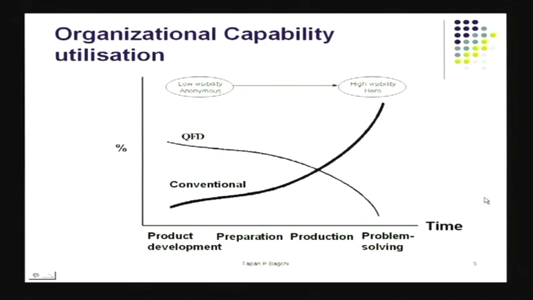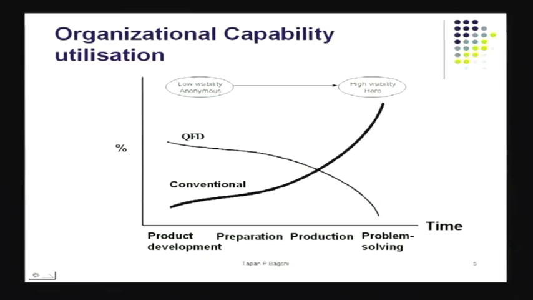Let's look at a couple of profiles, and these are the profiles of utilization of the capability of the company, of the organization. There are various capabilities involved. For example, product development, that's a very major capability of a company. Preparation to move toward a new design and gear up your production facilities for that. Then do actual production. Then you do troubleshooting, problem solving, field service, and so on and so forth. These are various types of capabilities that the company has.